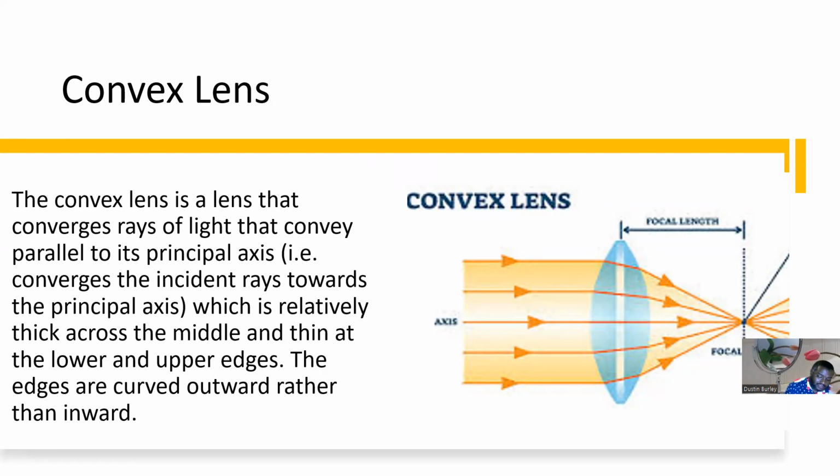So as light parallel to the axis passes through the convex lens, it is bent towards the center of the lens. The rays meet at the focal point of the lens and continue to travel beyond. And the more curved the lens, the more it bends light.